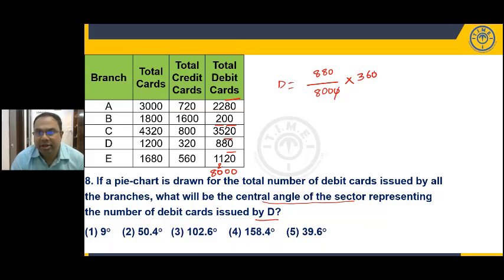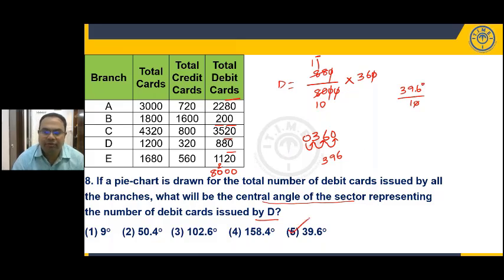Now see here, 0, 0 cancel, 0, 0 cancel, 8 11s, 8 10s. How much is 36 into 11? What is the shortcut for multiplying with 11? Put a 0 on the left extreme and right extreme. Unit digit is 6: 1 into 6, 6 plus 0, 6. 1 into 3, 3 plus 6, 9. 1 into 0, 0 plus 3, 3. 396 divided by 10. So it has to be 39.6 degrees, option 5.